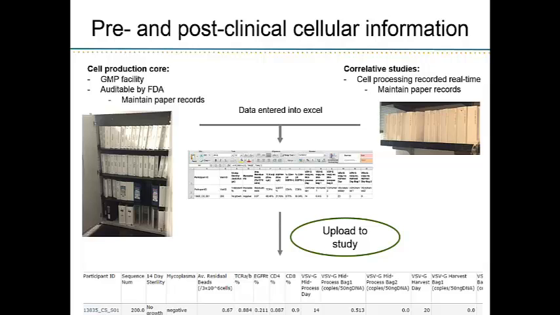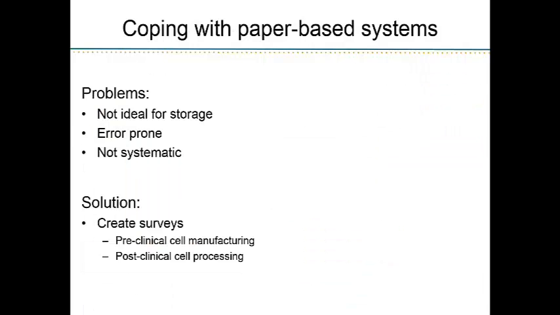In either scenario, we're entering this data into Excel from the Correlative Studies team and then uploading it into the study. So paper-based systems are not ideal for electronic storage, obviously, because then you have to manually enter everything. It's time-consuming when it's just the 2 of us. It can also be very error-prone.